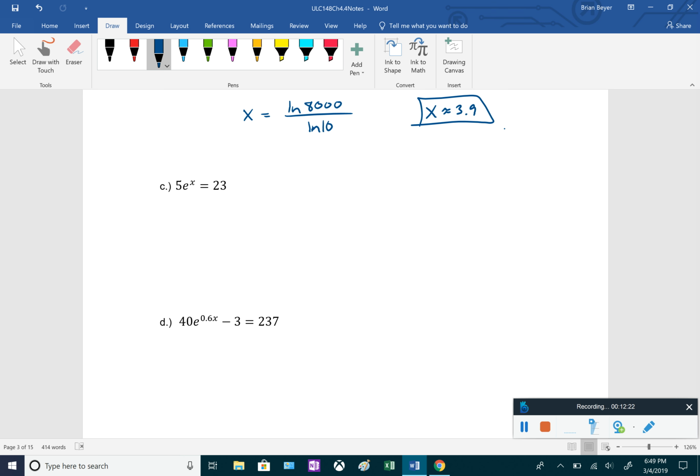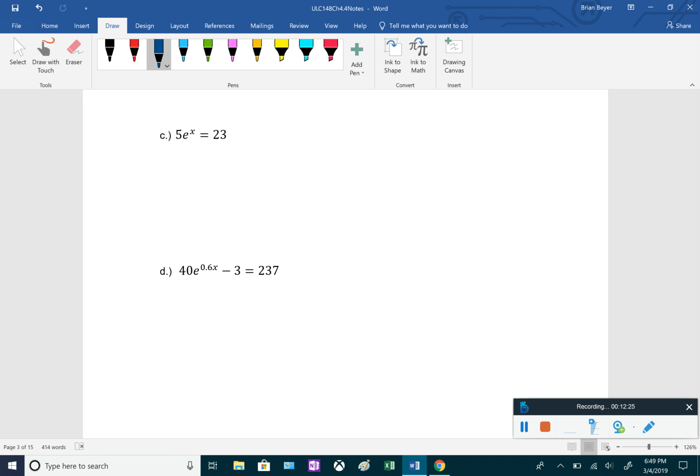Okay, so let's do several more of these. 5e to the x equals 23. So first step, we have to isolate that exponential, which means we have to divide both sides by 5. So e to the x equals 23 over 5. And now we have to take the ln of both sides. So taking the ln of both sides, we get ln of e to the x equals the ln of 23 over 5.